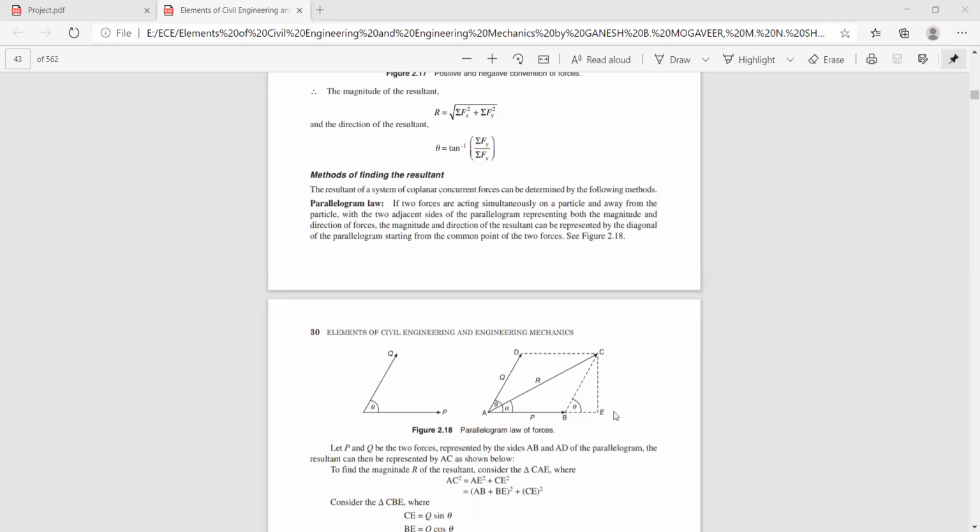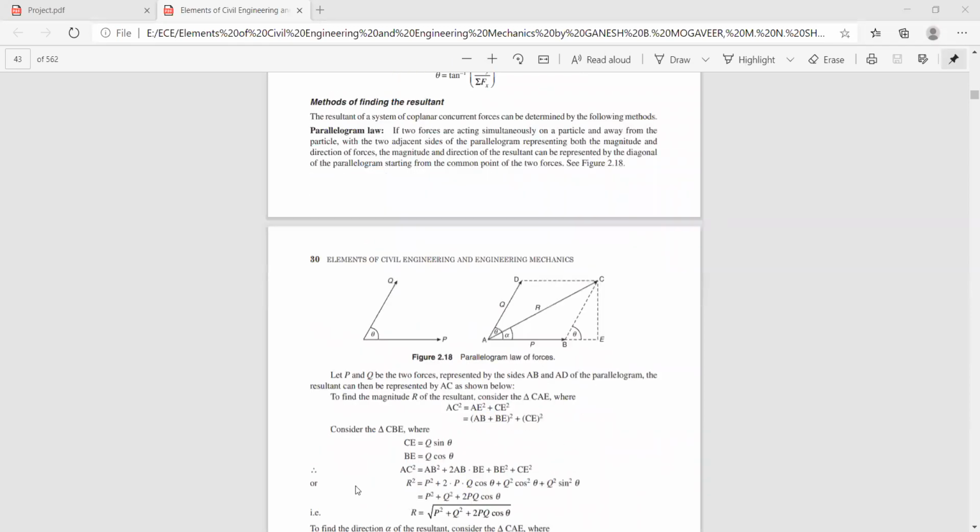So the side C, that is the opposite side by the hypotenuse. Opposite side is C by the hypotenuse, that is Q. So hence the side C is nothing but Q sine theta. Similarly, the side B is nothing but Q cos theta. Now you substitute these values in this equation.